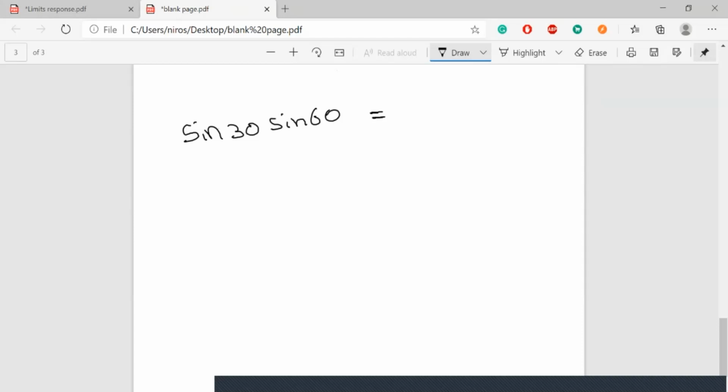Sine 30 into sine 60, right? Yeah, there is 1 by 2 into root 3 by 2, which comes as root 3 by 4, right? Yeah. Now, sine 30 plus 60.